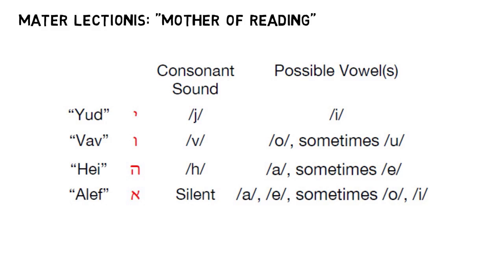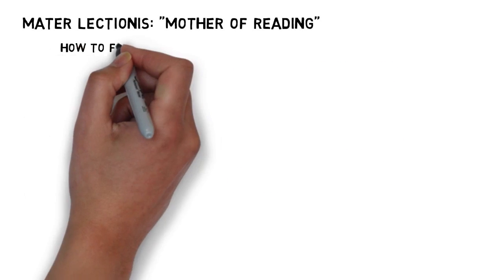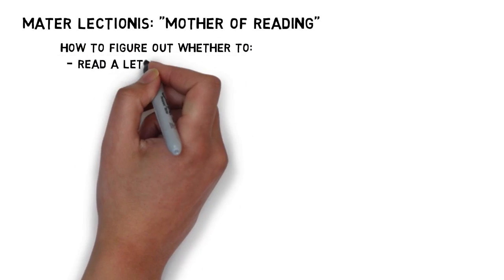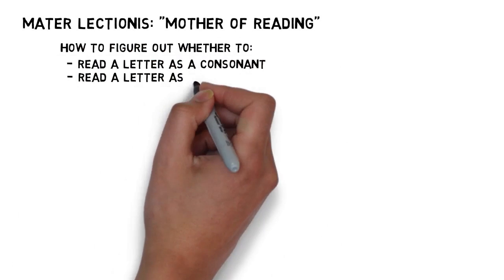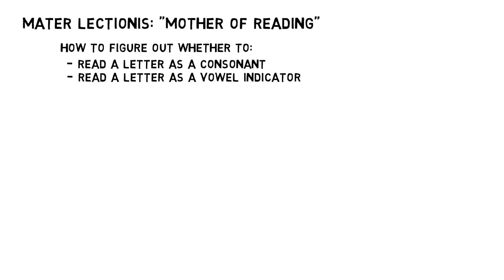Mater lectionis letters are what happens when a language begins with an alphabet that's entirely made of consonants, and then over time starts to realize that vowels are kind of handy, and so maybe we could make some of those consonants do double duty as vowels. For our purposes, it's mostly important that you know how to recognize when you're looking at a silent mater lectionis, or when you're looking at a real consonant that you need to pronounce.